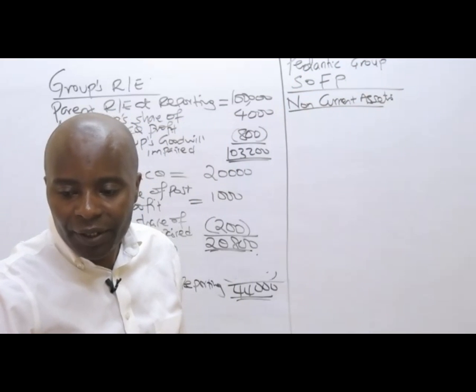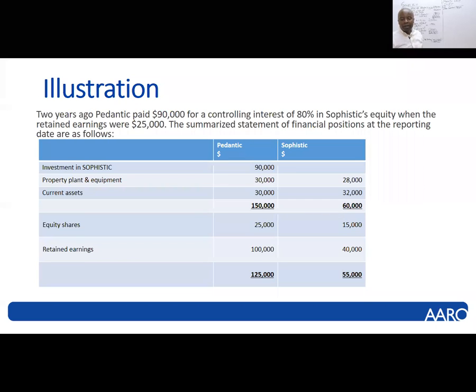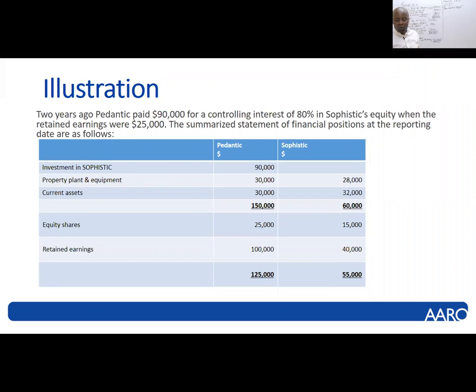For the non-current assets, ladies and gentlemen, the first one, remember I'm following this approach. They have told me investment in Sophistic. So investment in Sophistic, this should be canceled out. Why? Because there is no way I can claim that I've invested in my subsidiary, something that I've got control over. Basically, that is like moving money from point A to point B. So this investment in Sophistic is an intra-group item. It's an internal investment. So this will be eliminated automatically.